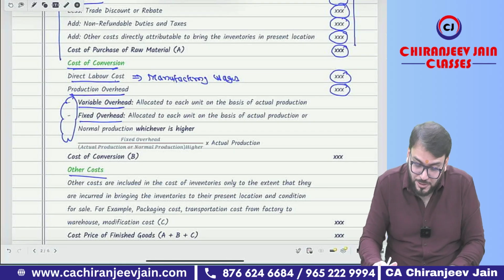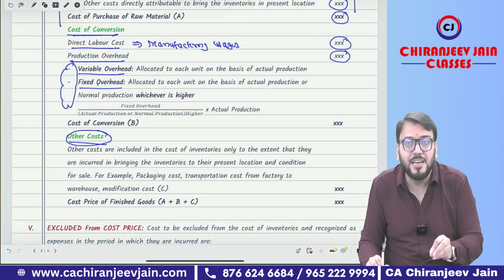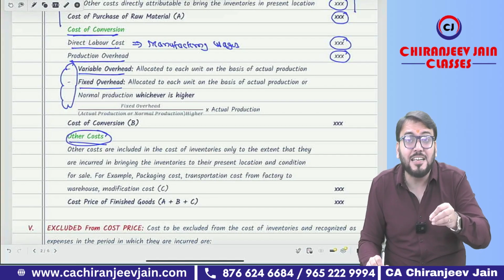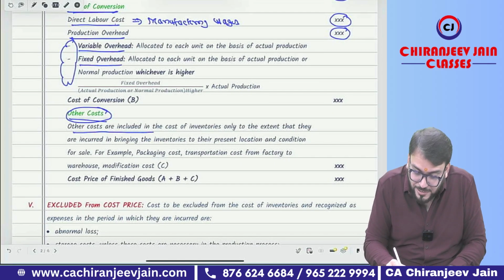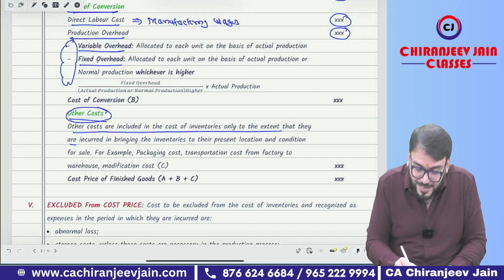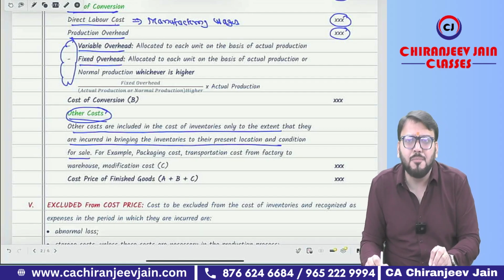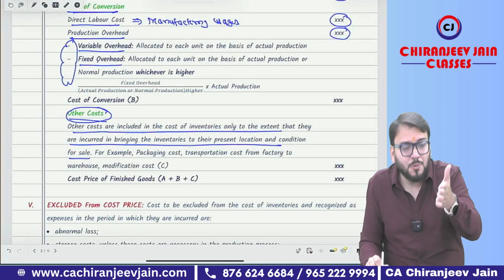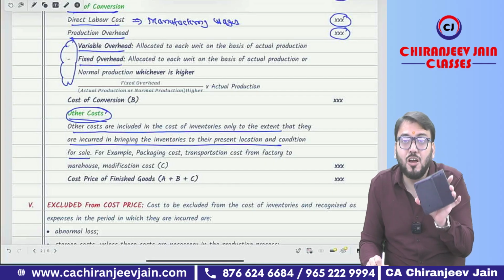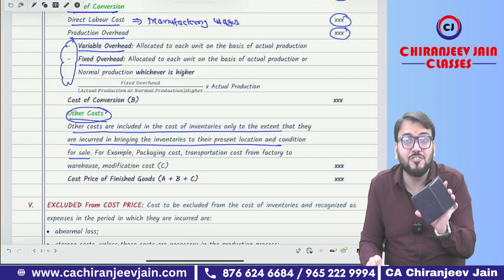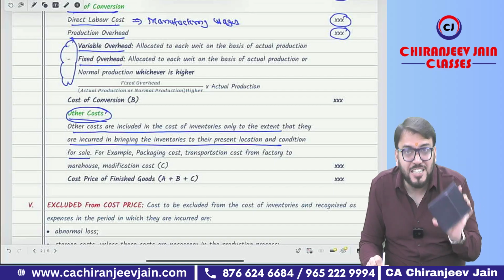Once you have added these, then you add other costs. So what is the meaning of other cost? Any cost which is incurred to bring the inventory to present location and condition for sale will also be added, correct? So other costs are included in the cost of inventory only to the extent that they are incurred in bringing the inventory to their present location and condition for sale. For example, packaging cost. Production completed, calculator produced, but without primary packaging, it is not ready for sale. Therefore, primary packaging is also required. That will also be added to find out the cost price of finished goods, correct?